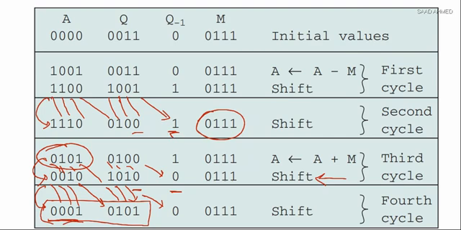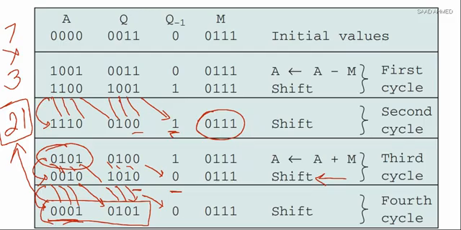So this is the final answer, and if you convert this binary you will find that it's 21, and we know that 7 multiplied by 3 is equal to 21. So this is the answer, and this is the correct answer, and that is it for the Booth algorithm.